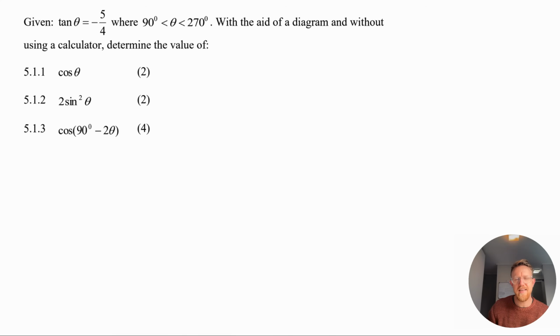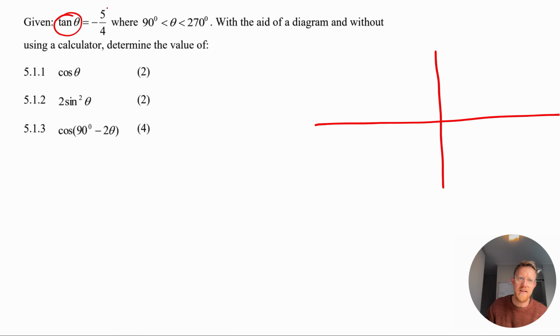Given that tan theta is -5/4, with the aid of a diagram and without using a calculator, determine the value of the following. So these questions, we need to figure out which quadrant we're in. So step 1, they tell us that tan is negative. Can you see they're saying that tan is negative? So we know that this is a CAST diagram. So tan is positive in those two quadrants. So tan is negative in this one and this one.